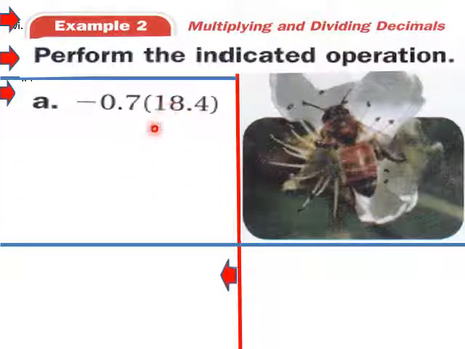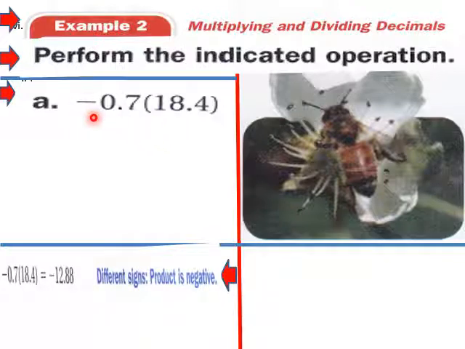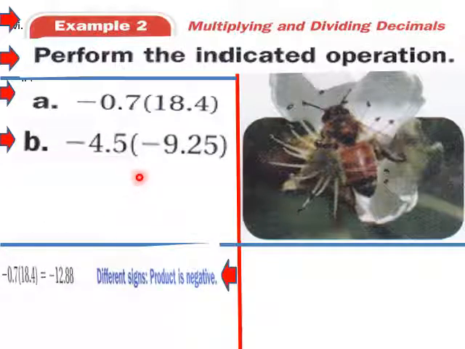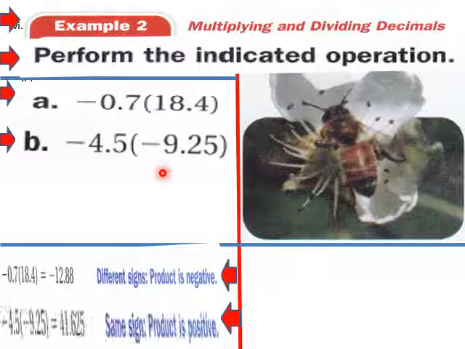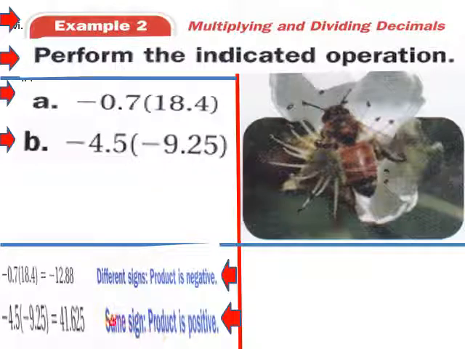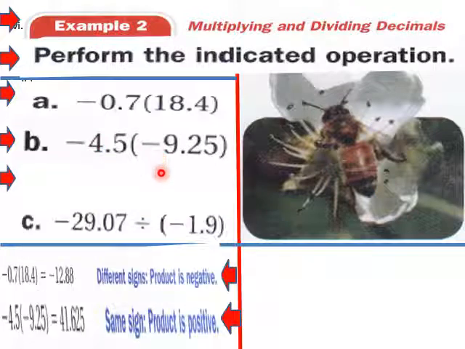Perform the indicated operation. So now we have a negative 0.7 times a positive. So you know it's going to be negative. Different signs, product is negative. And then either by calculator or by hand, you get negative 12.88 for A. And then we have a product here. Negative times a negative is going to be what? It's going to be positive. And that's 41.625 when you multiply these together.